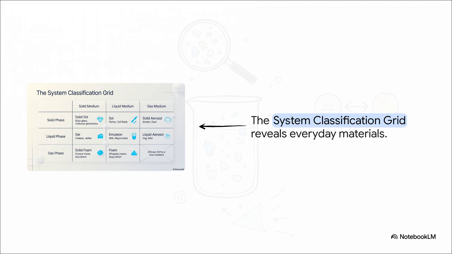If you disperse a solid into a solid medium, you get a solid sol, think ruby glass or colored gemstones. Liquid in a liquid medium gives us emulsions, like milk and mayonnaise. Gas in a liquid gives us foams, like whipped cream. Now here's a fun fact. Gas dispersed in another gas always forms a true solution, never a colloid, because the molecules mix perfectly at a sub-nanometer level. But pretty much everything else, cheese, fog, smoke, it's all just different two-phase colloidal geometries.